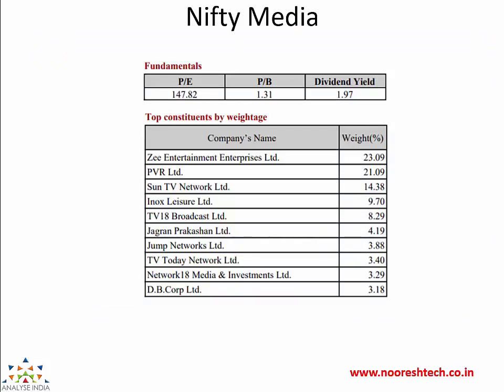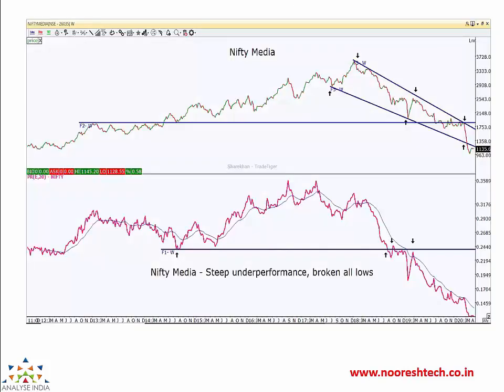Next we see is the Nifty Media chart, where the majority of the weights come from the top 4-5 companies, which are Zee, PVR, Sun TV, Inox Leisure, and TV18. Let us go to the chart of Nifty Media, where you can see there was a breakout in the year of 2014. However, the ratio chart did not break out. The ratio chart gave a breakout in the year 2015.